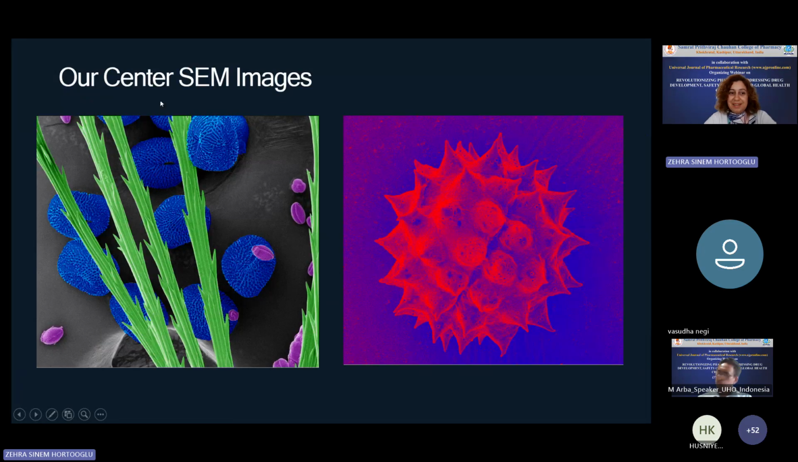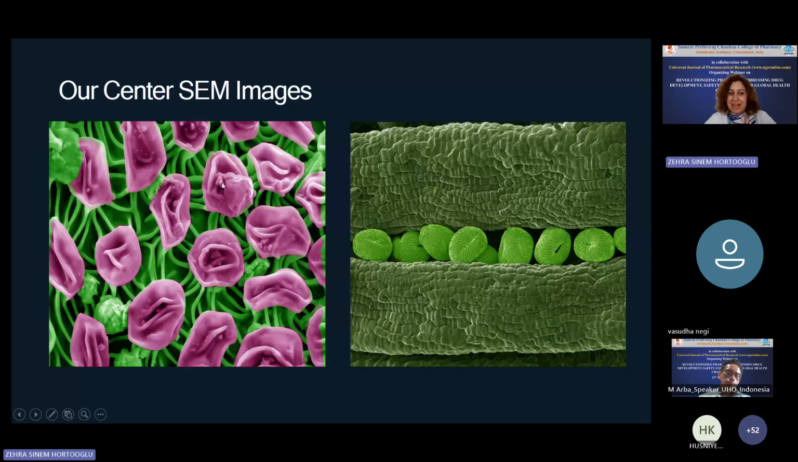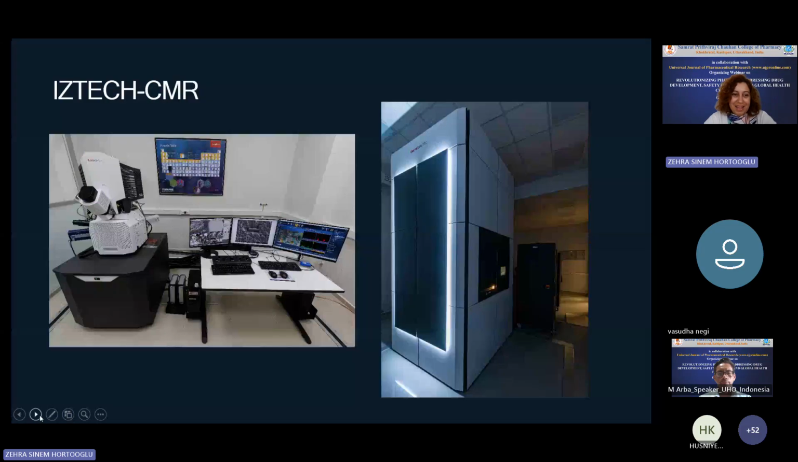And another of our center SEM images, pollens and pollens. We designed them very colorful. Our center SEM images of pollen, these we got awards at the electron microscopy congress. This one looks similar to beans.